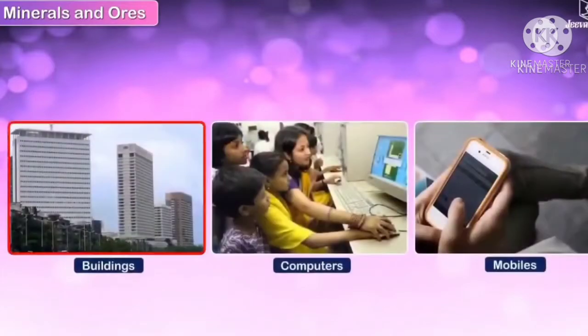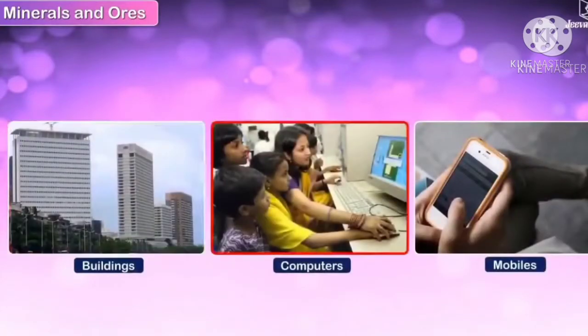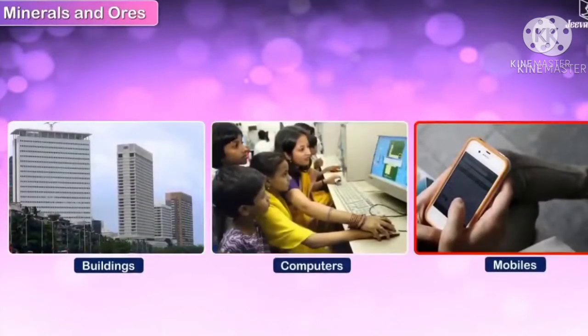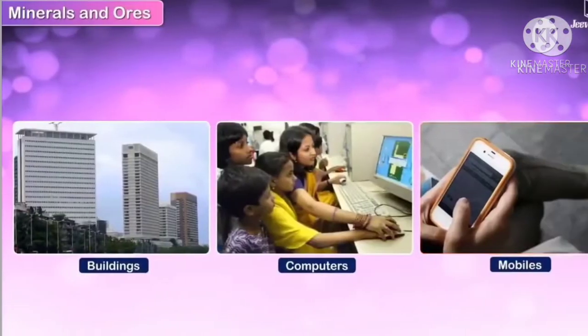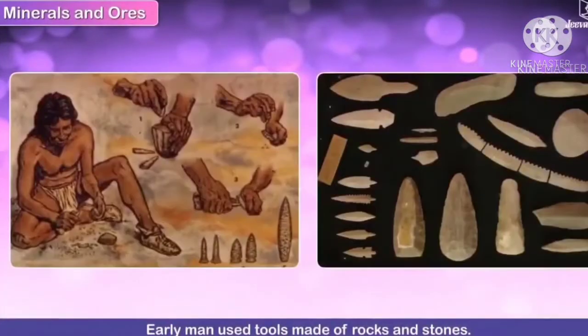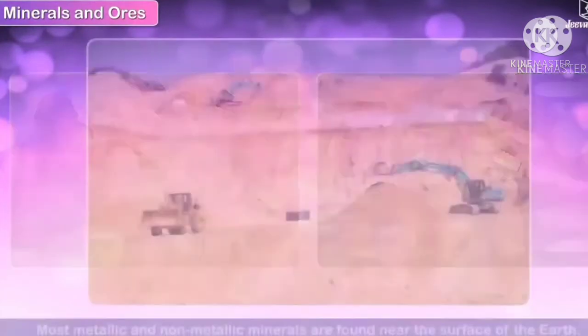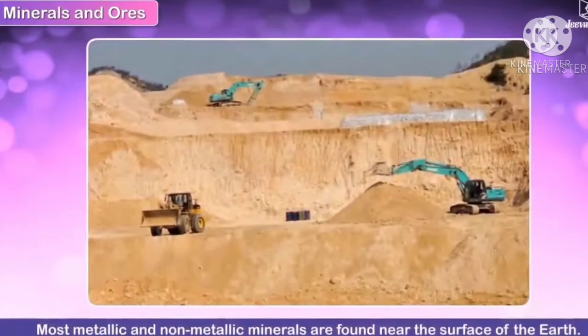Production of different items from buildings to computers to your mobile phone. So minerals are important raw materials in production. Even early men used tools made of rocks and stones. Can you see these images? They're being carved out from rocks and stones.